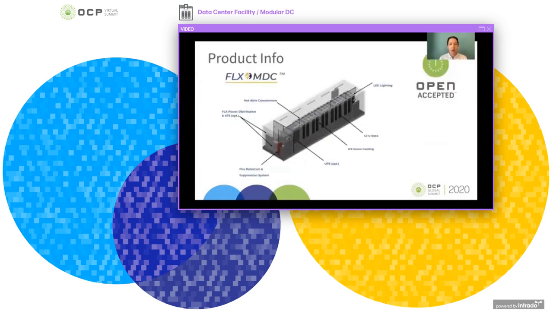This is the overview of our product. Our brand is the FLX Modular Data Center. It's our all-in-one modular data center family. This example is the 90 kW. It has hot aisle containment, power distribution, ATS, fire detection suppression system, optional UPS system. Cooling method for this design is DX in-row and LED overhead lighting.